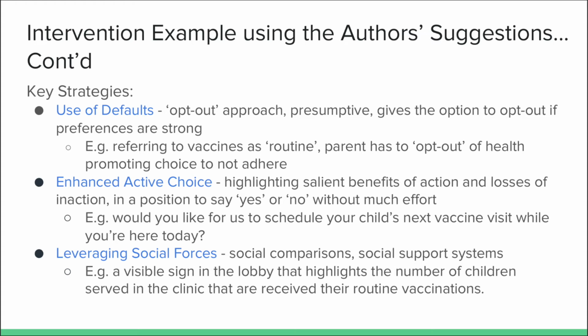The article highlights a few benefits of an enhanced active choice by stating that it avoids procrastination by empowering the decision maker to actually make a choice. It increases perceived responsibility by having the individual commit to a choice. And it leverages loss aversion for the new opportunity by highlighting disadvantages of not selecting the preferred option. So, an example of using an enhanced active choice in this intervention would be having the receptionist or pediatrician ask the parent, would you like for us to schedule your child's next vaccine visit while you're here today?